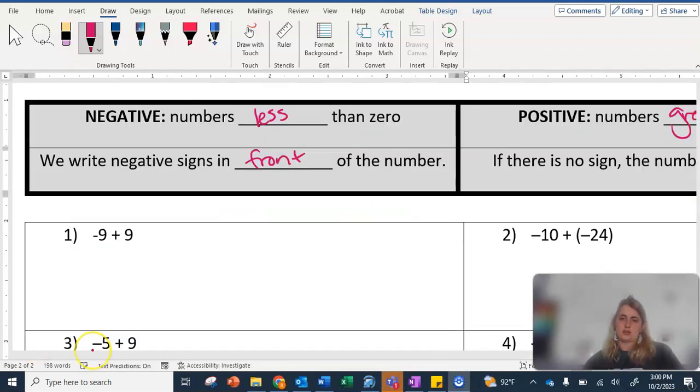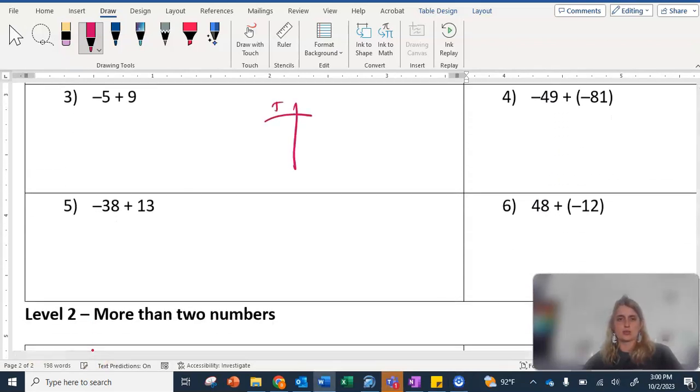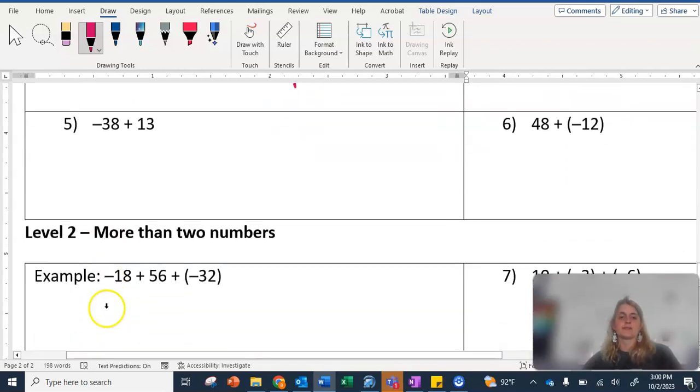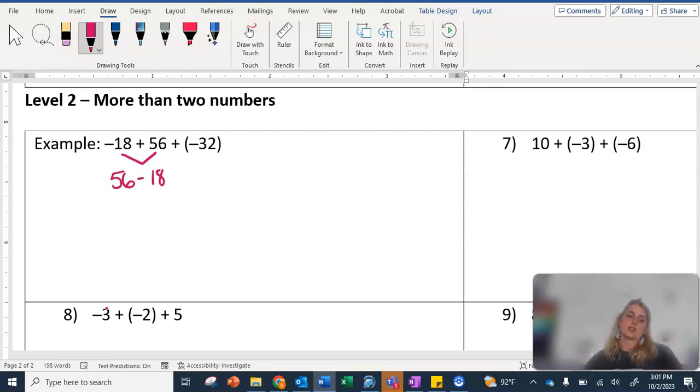All right, moving on to the back. Oops. All right. So our first section is review. It's 2 digits. If you need to add your integer wars chart and you're like, okay, I have 9 positives and 5 negatives to compare them, go for it. The second section, level 2, is more than 2 numbers. You have 2 choices. You can take it step by step, like you solved this part, 56 positives and 18 negatives. That's pretty much the same as saying 56 minus 18, which gives you 38.